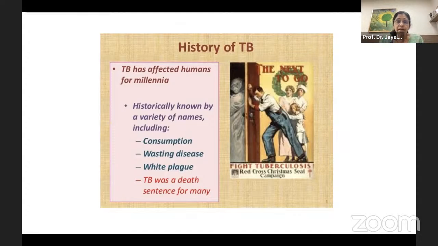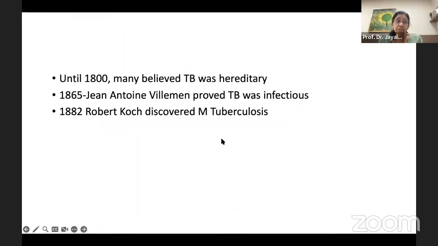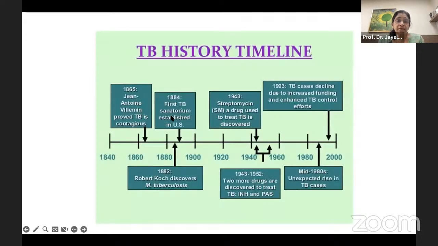Till the Industrial Revolution in Europe and the United Kingdom, there were very high fatality rates for tuberculosis. Until 1800, people believed TB was hereditary, and there were families who would be plagued with tuberculosis. In 1865, it was proved that TB was infectious, and in 1882, Robert Koch discovered the Mycobacterium tuberculosis organism. After that, initially there was sanatorium treatment. It was known that it is an infective disease, so the patients were isolated. They were given clean air, good food, good rest, and about 40 to 50% of the patients would improve temporarily, but 90% would die over the 5-year period of developing tuberculosis. So the fatality was very high.